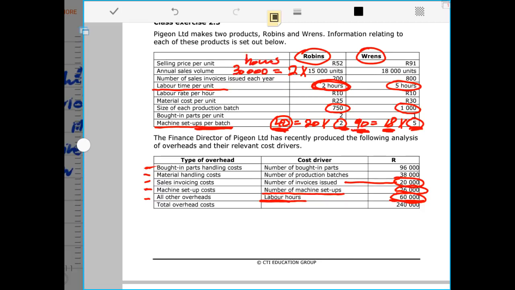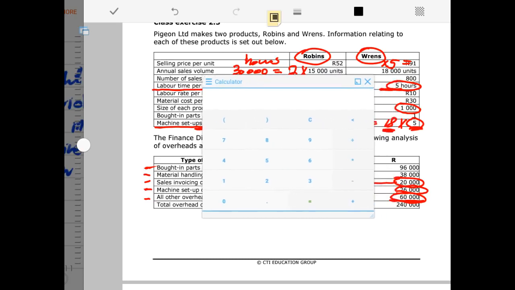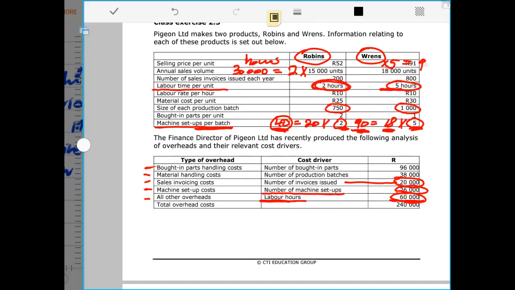So now these are the hours, and 18,000 times by the number of labor hours it takes to complete 1 unit, which is 5, that will give us 90,000 hours.